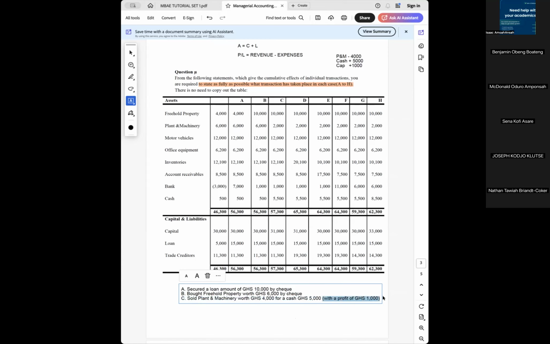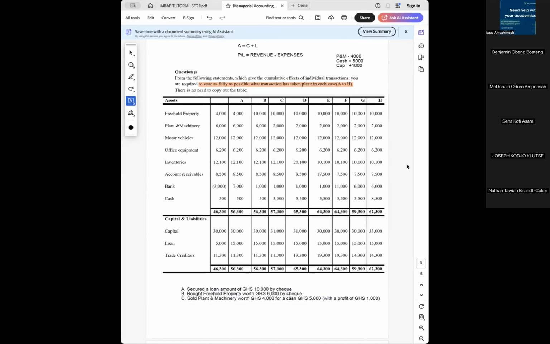I have put this in bracket because you can avoid it. You can ignore it. If you bought plant and machinery for 4,000 and you have sold it for 5,000, impliedly there was a profit. If you fail to communicate the profit element, it is there already. So you may not even need to communicate the profit bit, right?